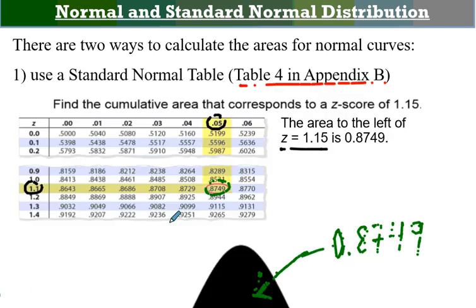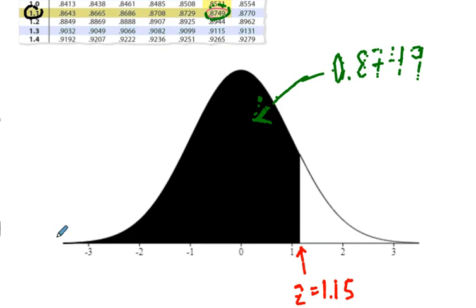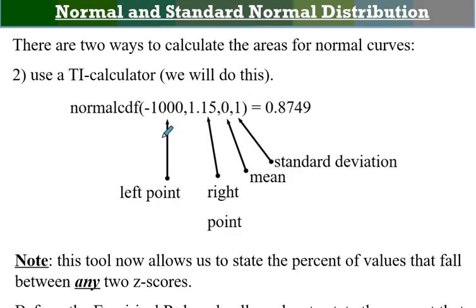So I just said you can pick some value way off here to the left. So all the way out here, maybe at negative 1,000 would be fine, all the way up to the right bound. So this first number is the left bound, this number is the right bound, 1.15. This number is the mean, and this number is the standard deviation.